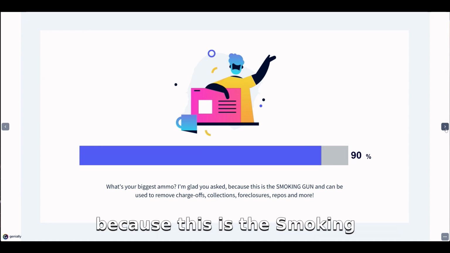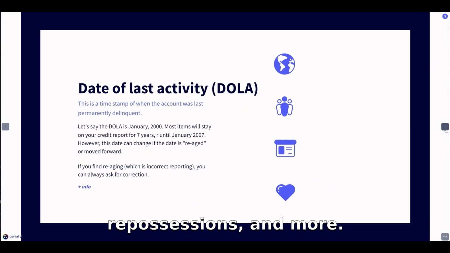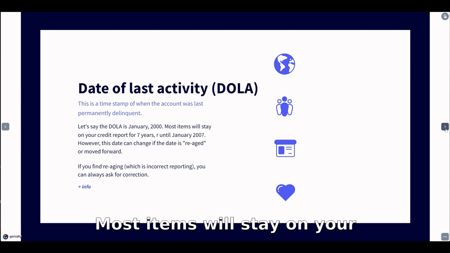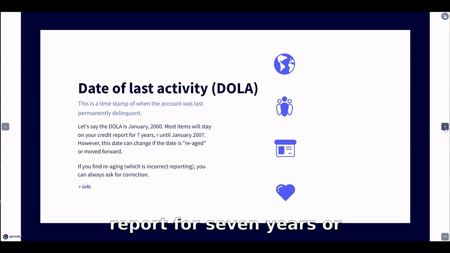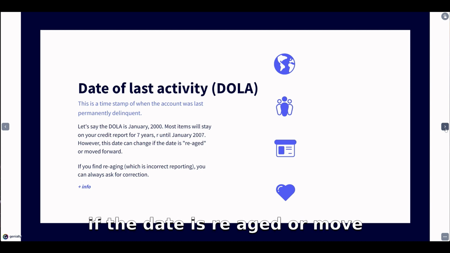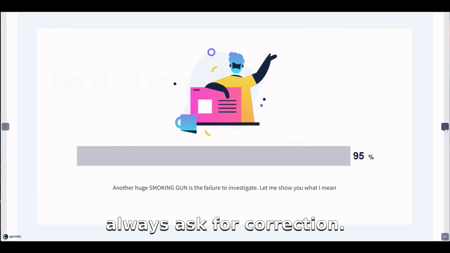Now, what's your biggest ammo? I'm glad that you asked, because this is the smoking gun and can be used to remove charge-offs, collections, foreclosures, repossessions, and more. And it is the date of last activity. If you know how I dispute, you know how factual based disputes work, then you know that that is at the top of the hierarchy. This is a timestamp of when the account was last permanently delinquent. So let's just say that the DOLA is January 2000. Most items will stay on your report for 7 years or until January 2007. However, this date can change if the date is re-aged or moved forward. So if you find re-aging, which is incorrect reporting, you can always ask for correction.